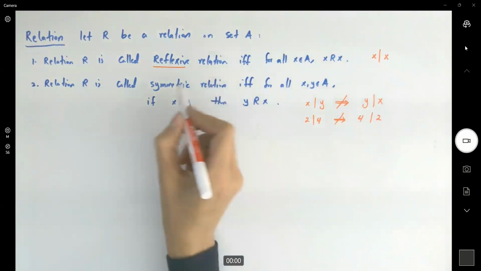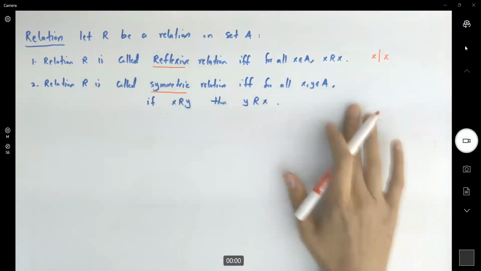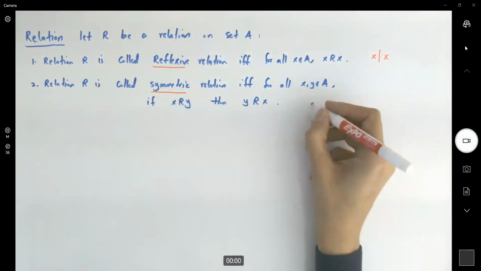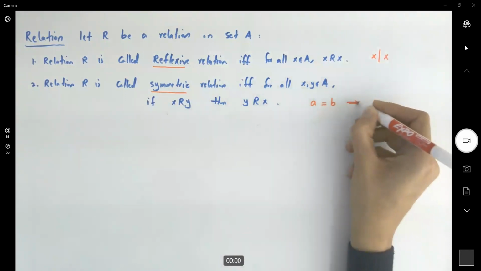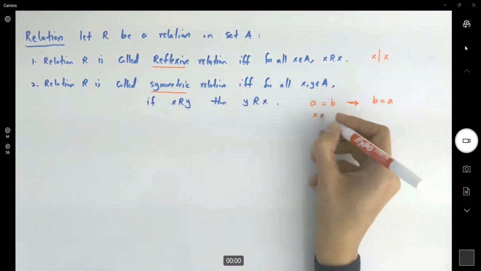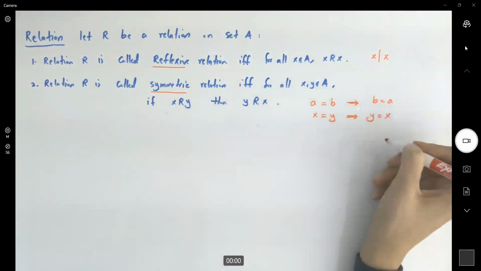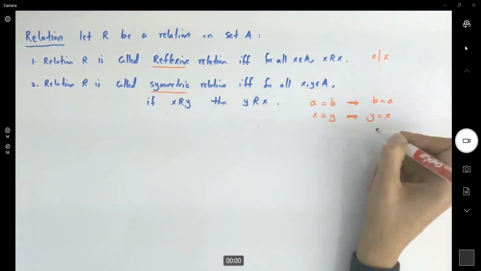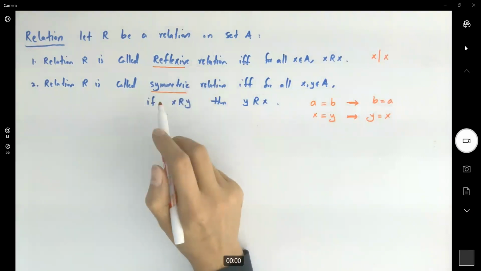An example of a symmetric relation is, for example, equality. If A is equal to B, then for sure you can say that B is equal to A. If X is equal to Y, then you can for sure say that Y is equal to X. So equality is one of the examples of a symmetric relation.